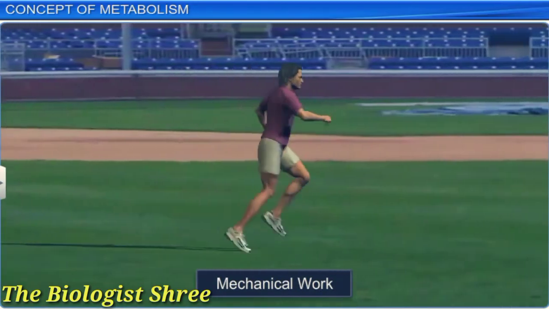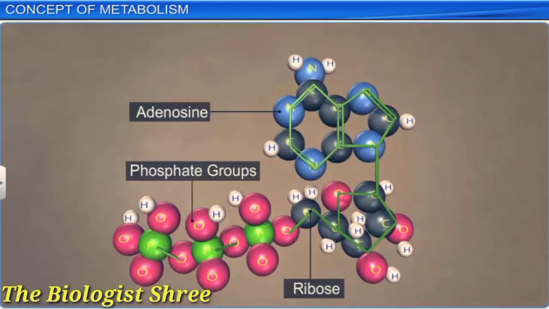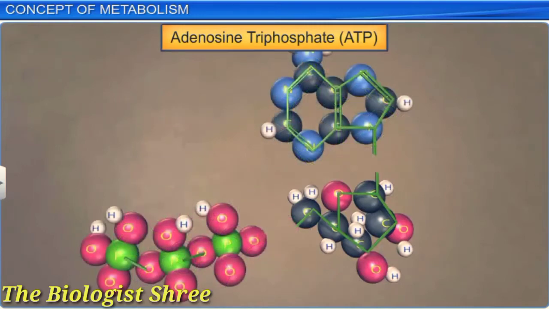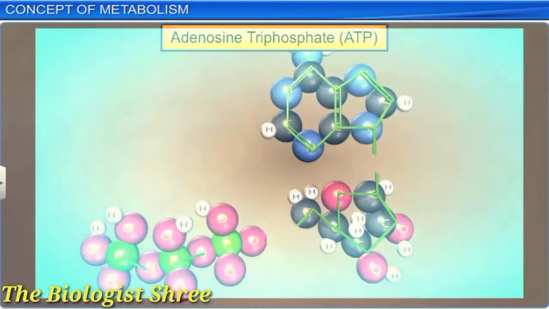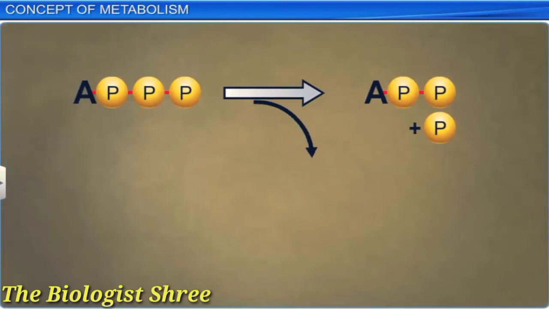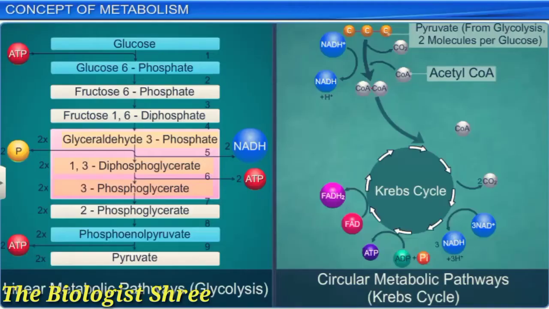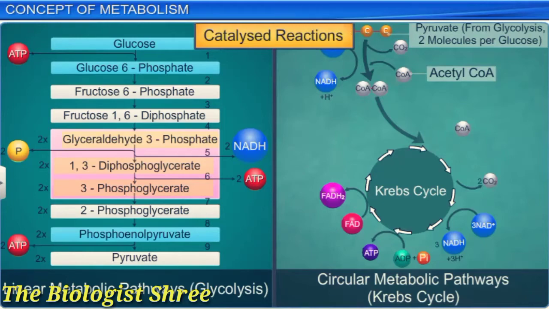The most important biomolecule that contains energy in its chemical bonds is adenosine triphosphate, or ATP. When bonds of ATP break, a lot of energy is released. ATP also transports chemical energy within cells for metabolism. All the chemical reactions associated with metabolic pathways are catalyzed reactions.